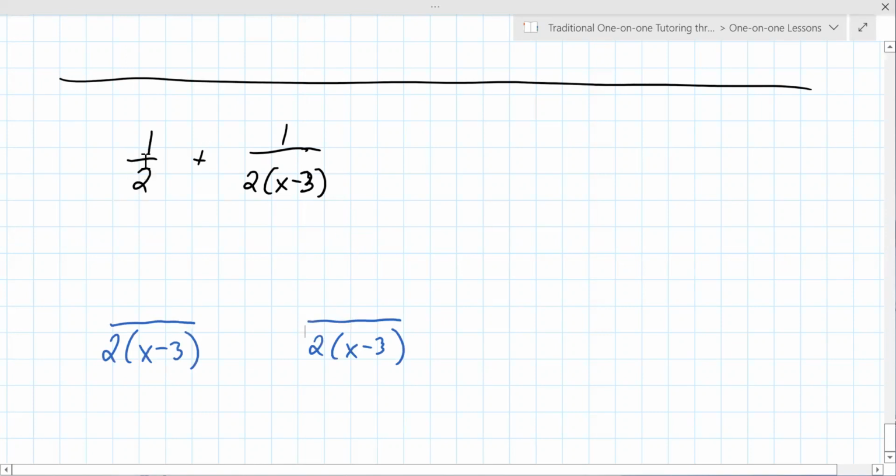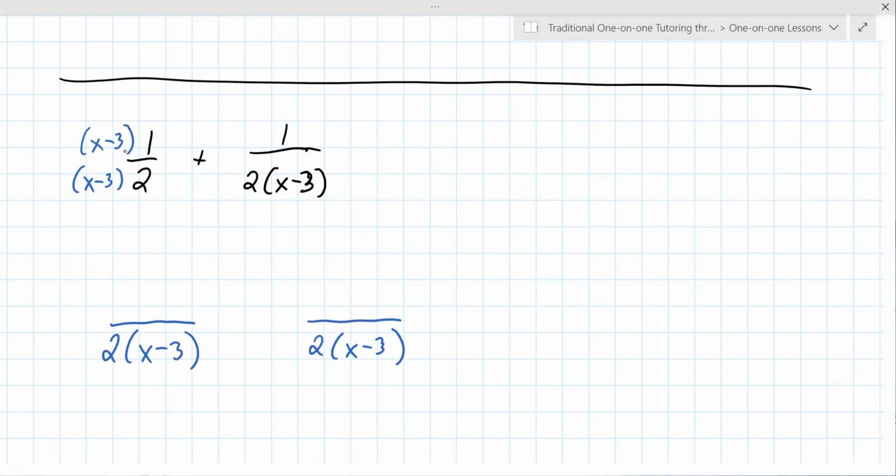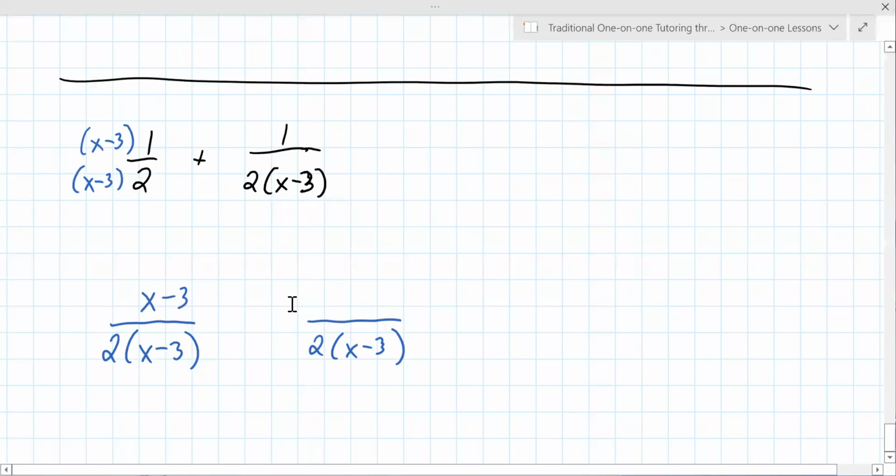Now on the left here, what is the left missing? What is the 2 missing on the bottom? X minus 3. So on the top, we put x minus 3. Now over here on the right, what is the bottom missing? Nothing. If it's not missing, it's effectively like multiplying by 1 and 1. So you put a 1 up there, which is what was already there.